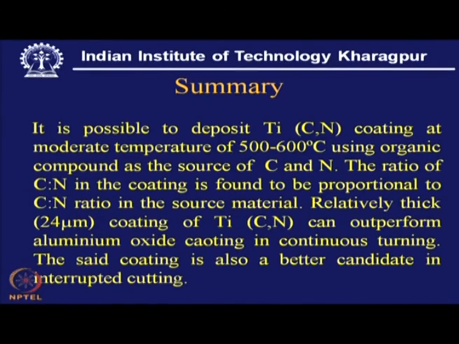So, we can summarize this discussion in that it is possible to deposit titanium carbonitride coating at moderate temperature of 500 to 600 using organic compound as the source of carbon and nitrogen. The ratio of carbon to nitrogen in the coating is found to be proportional to the C:N ratio in the source material. Relatively thick coating of titanium carbonitride can outperform aluminum oxide coating in continuous turning. The coating is also a better candidate in interrupted cutting.